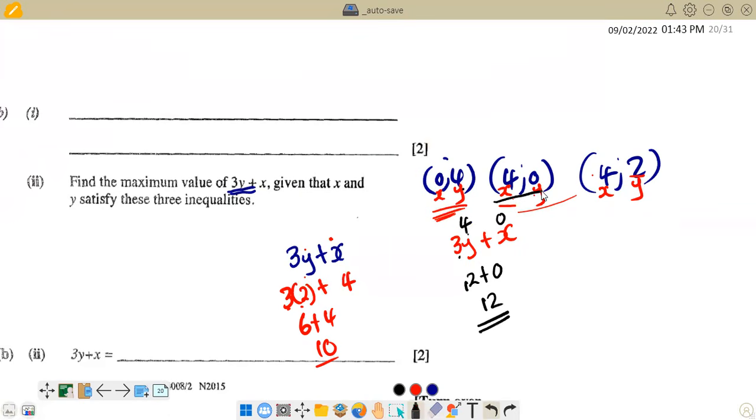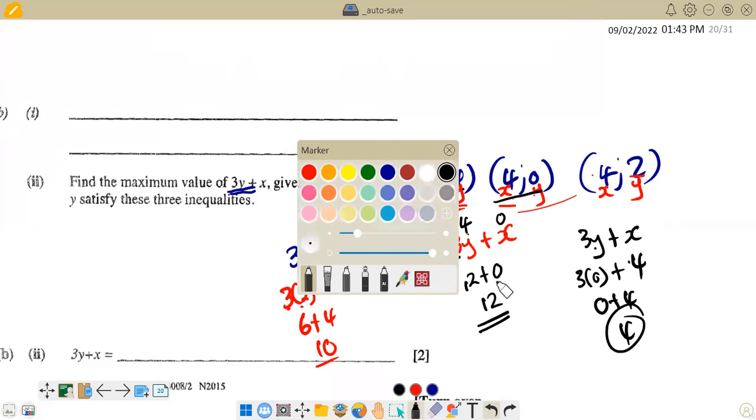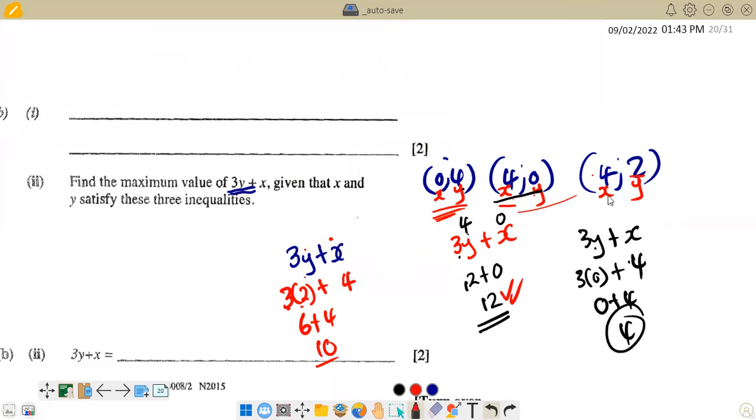Let's see this one, 4, 0 here, 3y plus x. Our y in this case is a 0, so it's 3 times 0 plus x. Our x is 4, so that's 0 plus 4, which is 4. So as you can see, guys, our maximum value is going to be obtained from this one, which gives us 12. So not this one. It's not about looking at the values, it's about the one that is going to give it. So our answer in this case is 12, not 10. So this is the one that gives us our maximum.